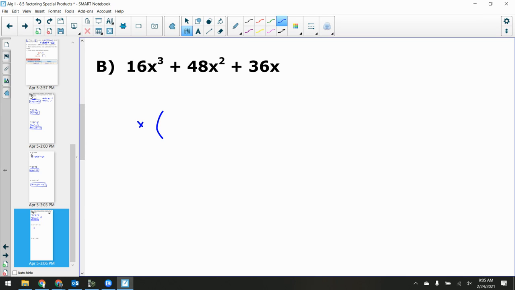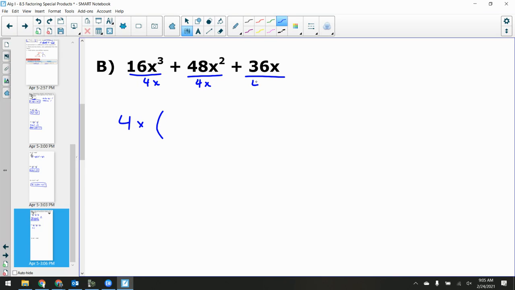Now, are there any other numbers that I can pull out as well? A 4, right. It's tempting to just say 2, because they're all divisible by 2. But I can pull out a 4. So let's pull out the GCF of a 4x. Let's divide it out.